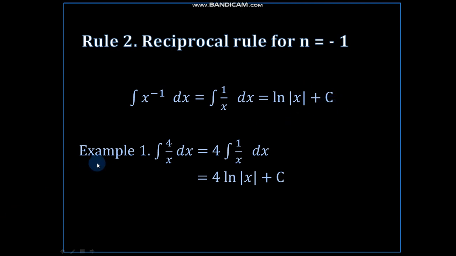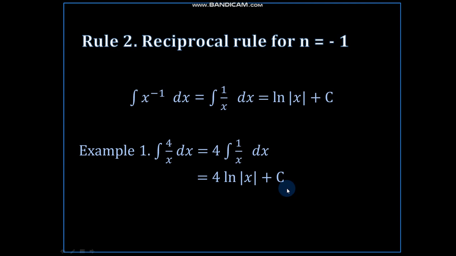So, as an example, to illustrate yung ating reciprocal rule, we have the integral of 4 over x dx. Now, dun sa example natin sa power rule, we can move it out as a constant. So, ilalagay natin siya sa left side. Magiging parang coefficient siya. And then, we evaluate yung natira, which is 1 over x dx. And that's it. Eto na. The final answer will be 4 times ln |x| plus c.